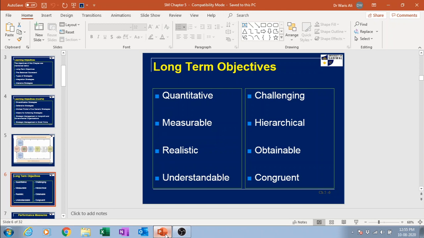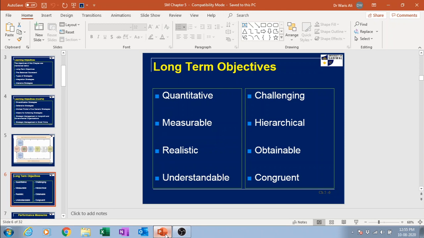So there must be logic that in order to construct the building, firstly you need to acquire the land. So you need to say that okay, we will develop the feasibility report, then acquire the land, then construct the building, then finally finish the building and install paneling kind of things. So their objectives must be hierarchical, and they must be obtainable, as I told you, and they must be concurrent. Concurrent means they must be interrelated.